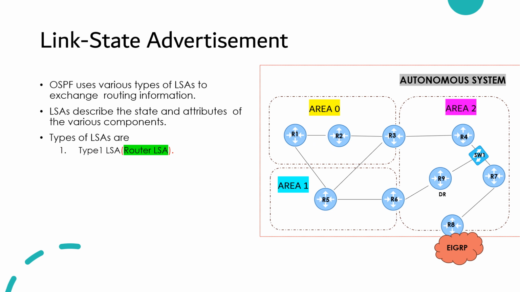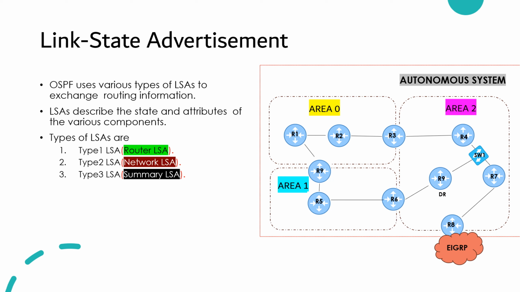Then we have type 2 LSA, also known as network LSA. These LSAs are generated by the DRs on multi-access networks. The DR uses type 2 LSAs to send out information about the state of the routers that are part of the same network segment. And these LSAs are flooded between neighbors in the same area of origin and remain within the area. These LSAs contain the DR and BDR IP information.